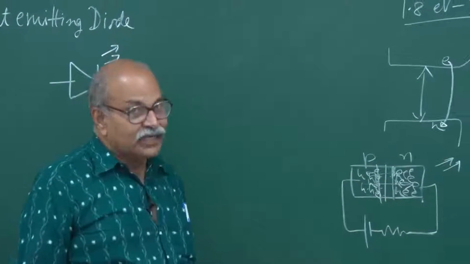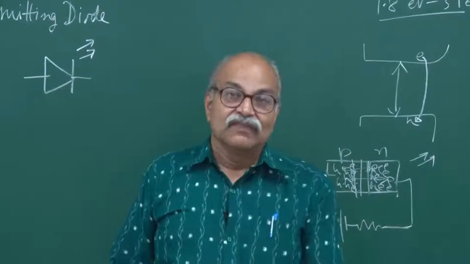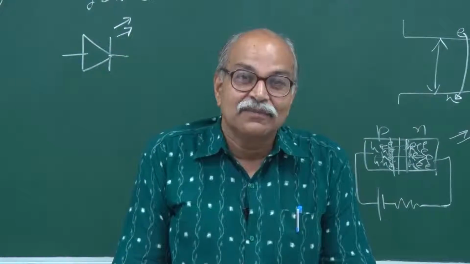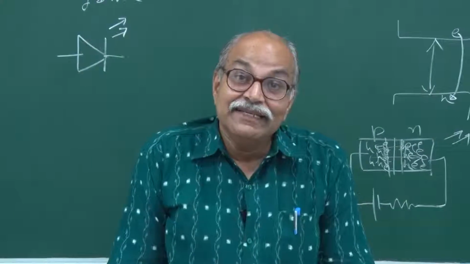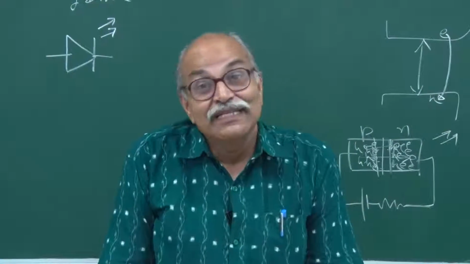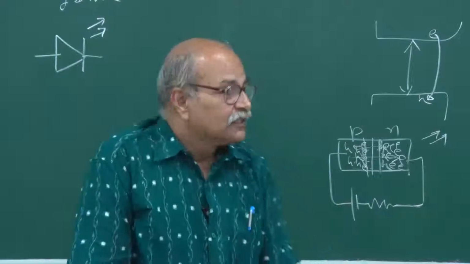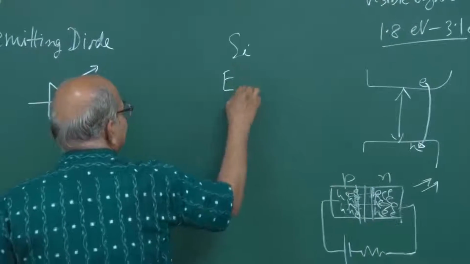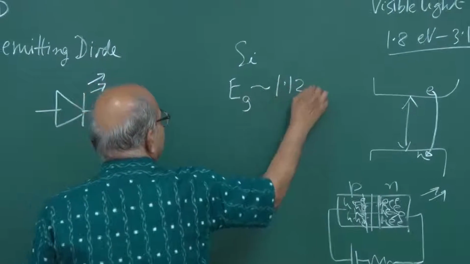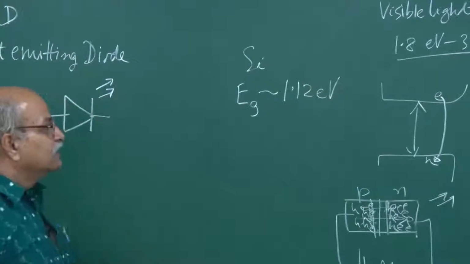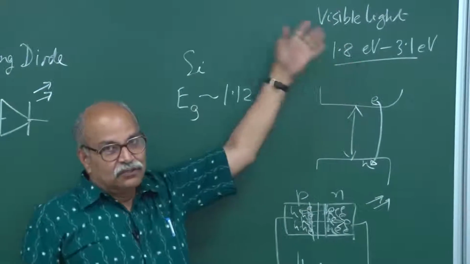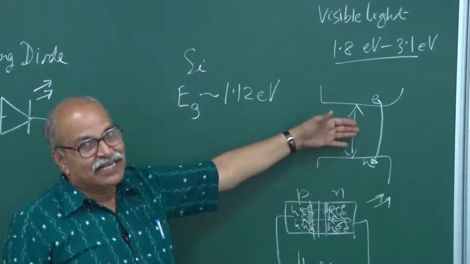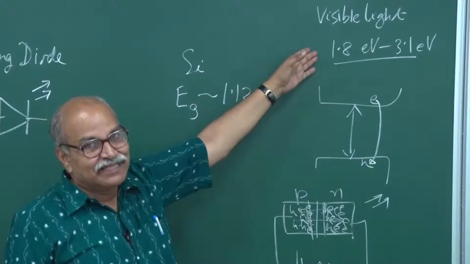Now, we had been talking in terms of silicon. So far most of the time I talked in terms of silicon, but LEDs are not formed from a silicon p-n junction. The one obvious reason is that for silicon the band gap is around 1.12 eV, and this is not in the visible range. So even if there is a recombination and a photon is emitted, that will not be in the visible range.